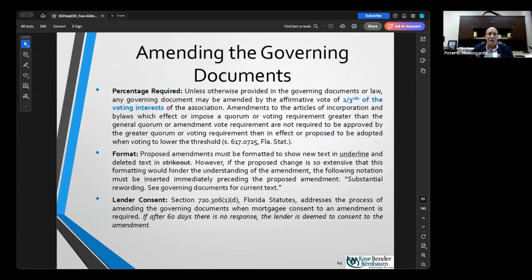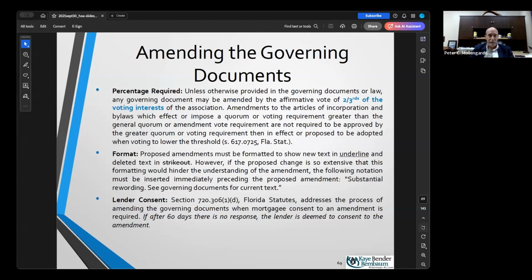So if the amendment is so extensive that to strike out and underline makes it hard to read or hard to understand, then you can just put in clear text without the strikeouts, but you have to say, basically, this is a substantial rewording of this section. Please see the current document for the current text so you can compare.